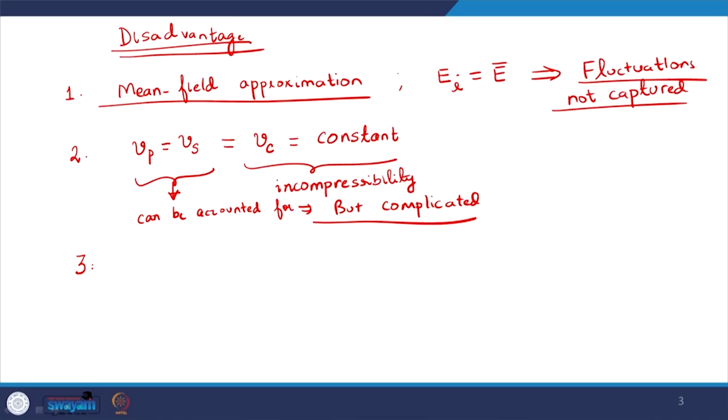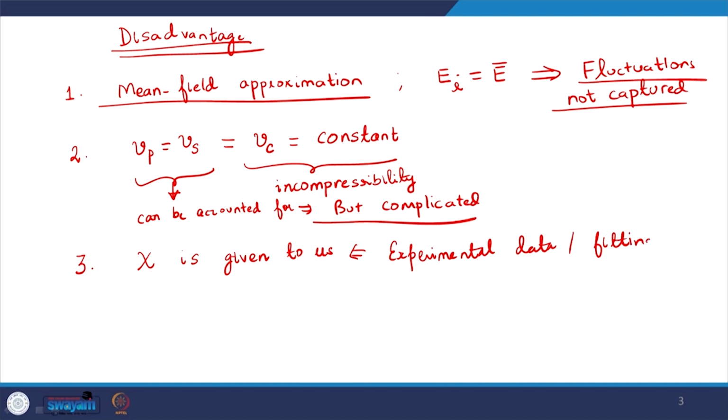The third assumption that we are making is that the chi is kind of given to us, and I was just telling you that that means that we have some kind of experimental data, and we are doing some kind of fitting exercise to get the value of chi, or someone else has found it using whatever method that they are using. In the model itself, we do not have a way to find the chi value.